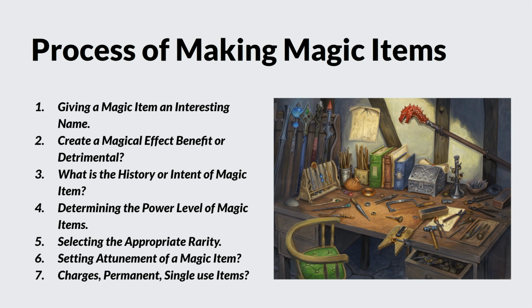And then minor properties and quirks are listed on page 143 of the Dungeon Master Guide. As you can see, a lot of this information is actually scattered around, so it's a bit hard to find in the Dungeon Master Guide, unfortunately.